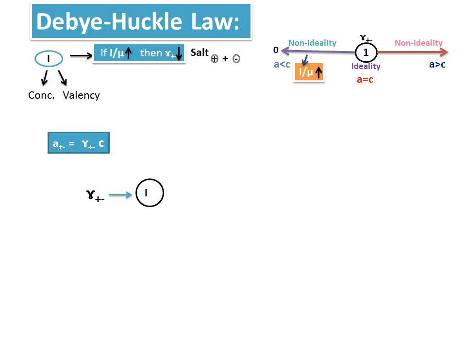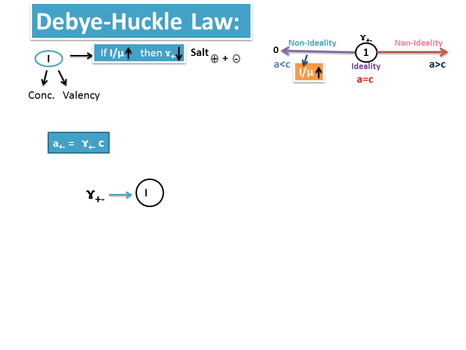Okay, here is some more explanation of the Debye-Huckel law. What is it about? The I represents ionic strength, which depends on two things. One is concentration and the other is valency, and how it depends will be explained in the next slides.